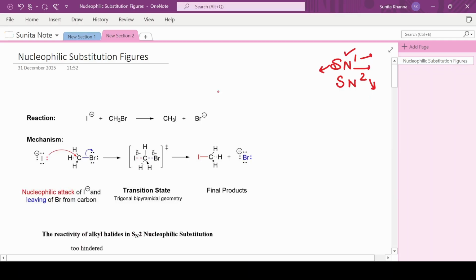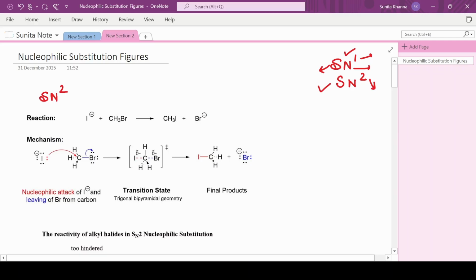So let's start with the SN2 reaction. The reaction which is written over here is the SN2 reaction. Here you see methyl bromide is the substrate and iodide ion is the nucleophile. So when methyl bromide is attacked by the nucleophile, it gives methyl iodide and bromide.